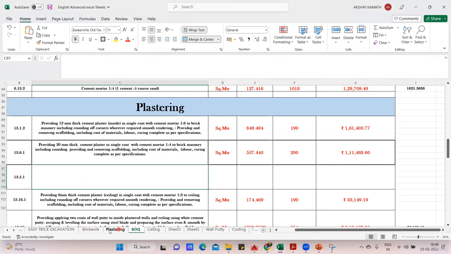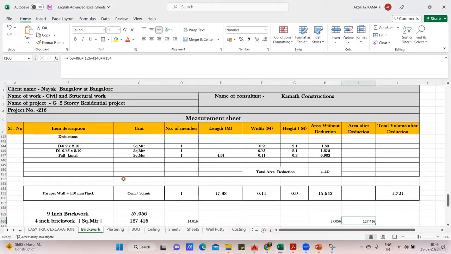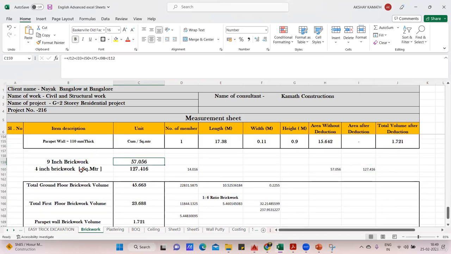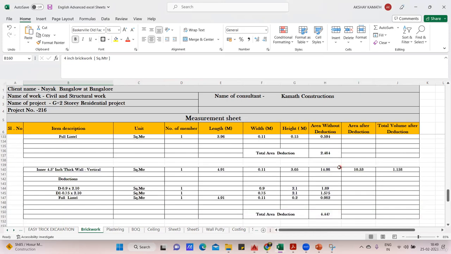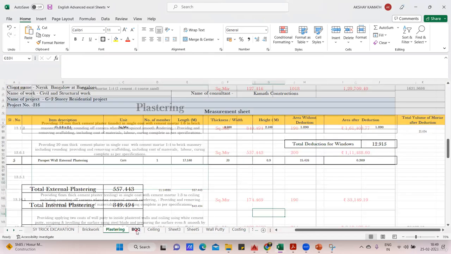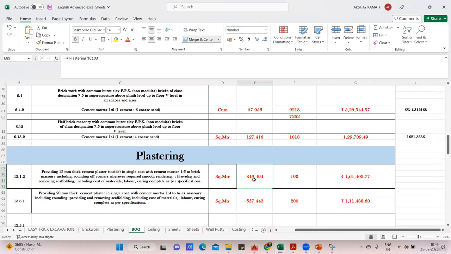See, actually, if you remember, when we did the brickwork, we had categorized three things. One is your 9-inch brickwork. The other was a 4.5 inch brickwork. This is all 4.5 inch brickwork. So when you do the plastering for a 4.5 inch brickwork, we go with a 15 mm plastering, not the 12 mm plastering. But here, while doing the BOQ, I took both in 12 mm plastering. That is your inside wall plastering, 9-inch and 4.5 inch together. I took and made it as 849.